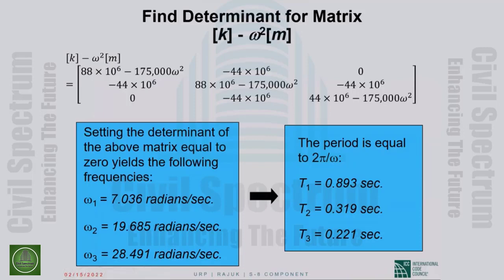I don't want to go back and forth. It takes time and may even be confusing, but that's precisely what we have done. We have our k matrix, we have our m matrix. We are assembling the k minus omega squared m matrix. This matrix times the amplitudes is equal to the null vector.